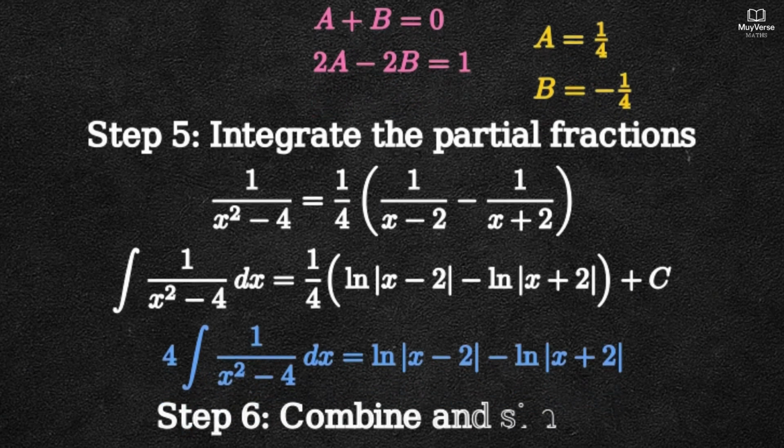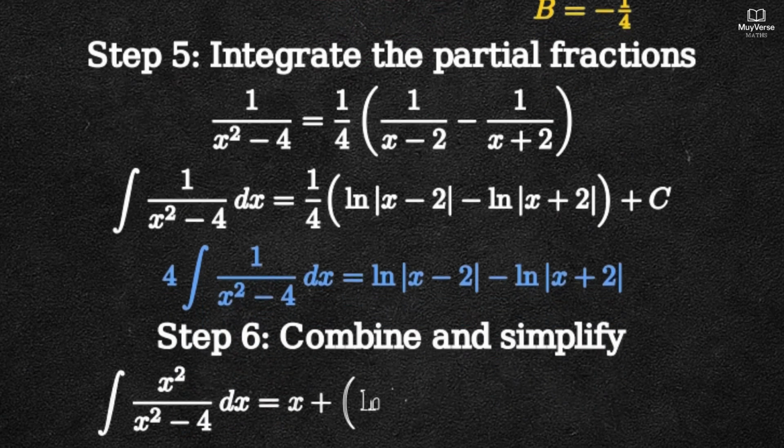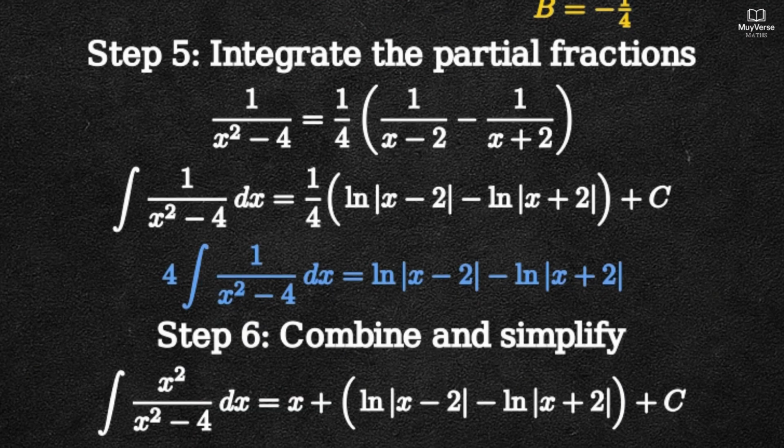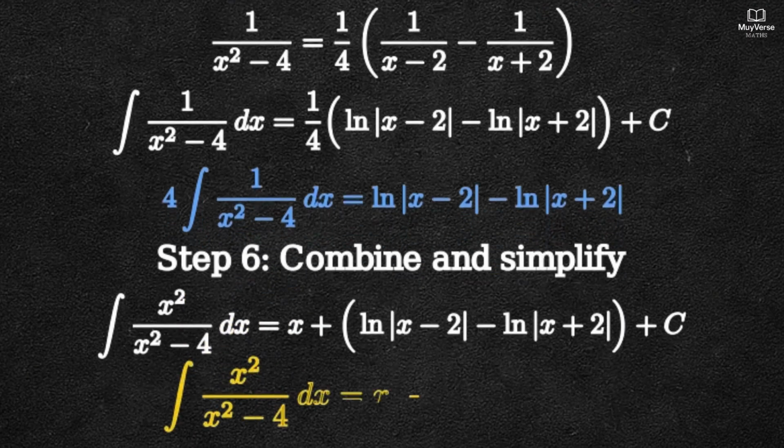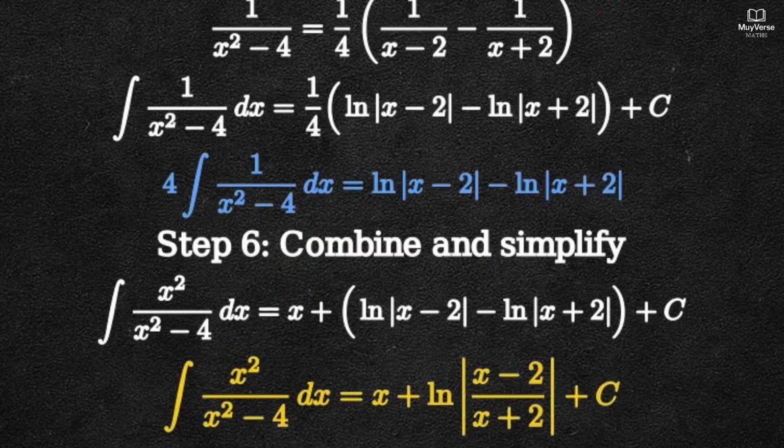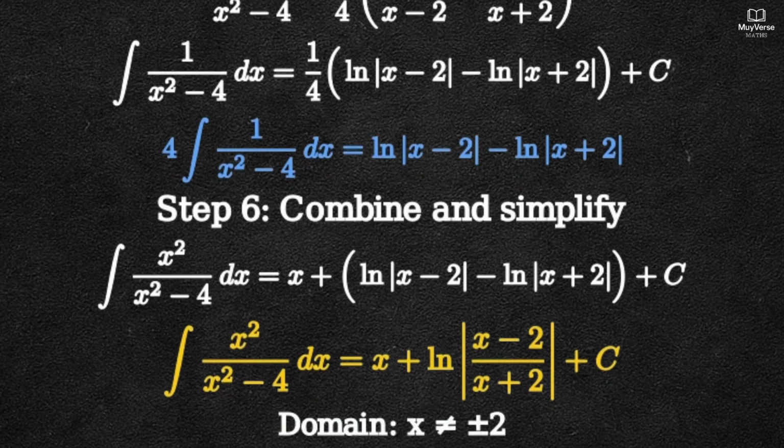Step 6. Combine all parts. The original integral equals x plus the log difference plus a constant. Using log rules, we can combine the logs into a single logarithm: x plus the natural log of the absolute value of the fraction x minus 2 over x plus 2, plus C. Remember the domain restriction from the original integrand: x is not plus or minus 2.